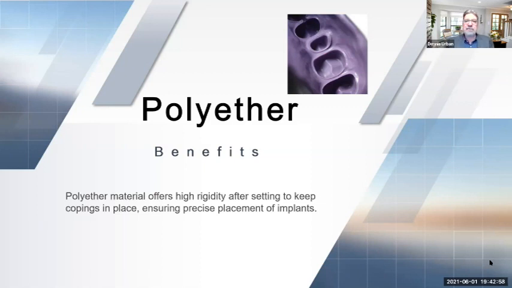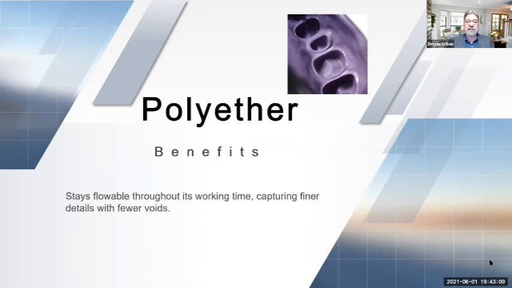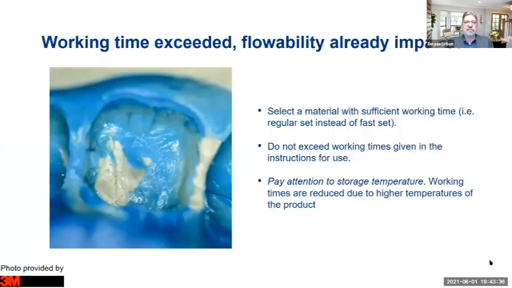So many times with an open tray impression, even a closed tray impression on implants, if there's no divergence issues, this polyether works fantastic with that. And it stays flowable throughout its working time, capturing the finer details with few voids. So let's start off with what causes this distortion. Like I mentioned before, the number 1 phone call we make in the laboratory before we start a case, we want to just do quality control on the impression, even before it's poured and after it's poured. And if we see distortions there, we're not going to go through with the case because it's only going to be a remake. So let's talk about predictability with impression techniques and materials and what causes this distortion.